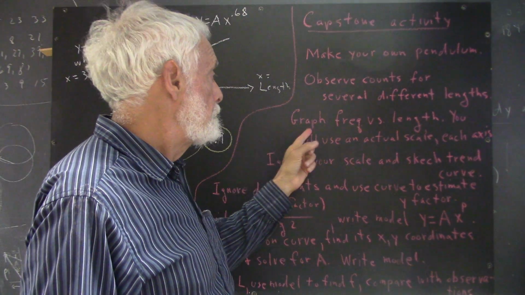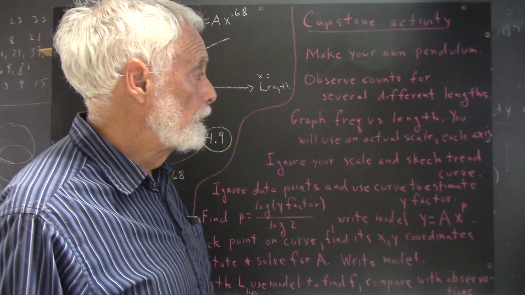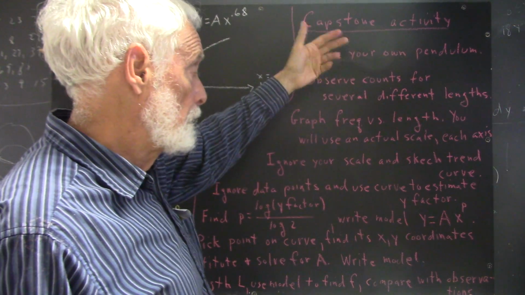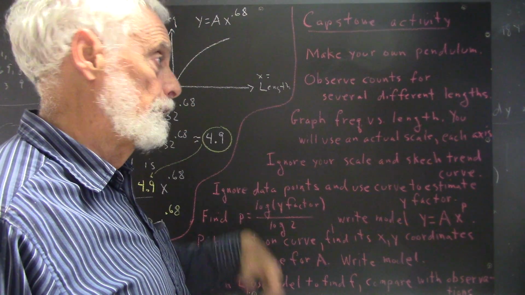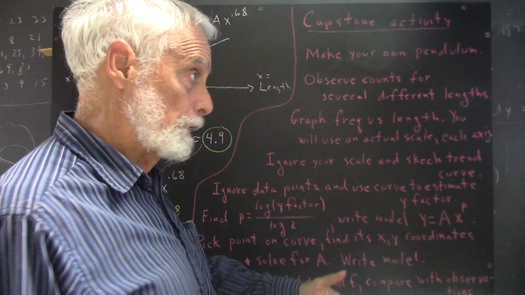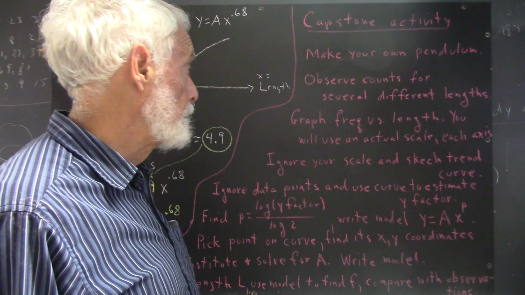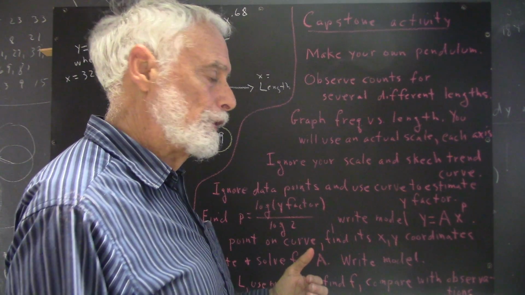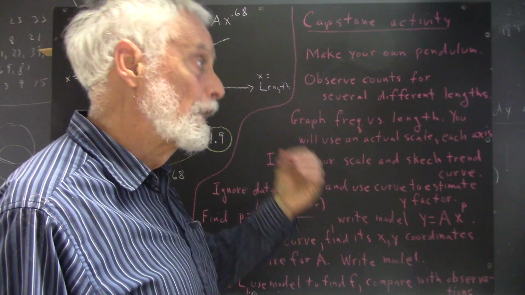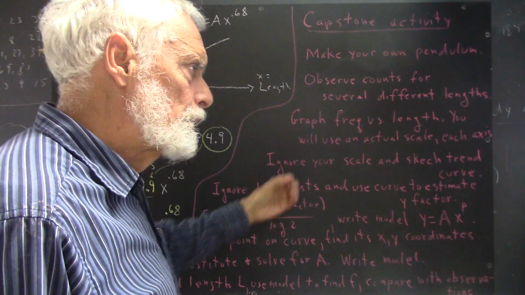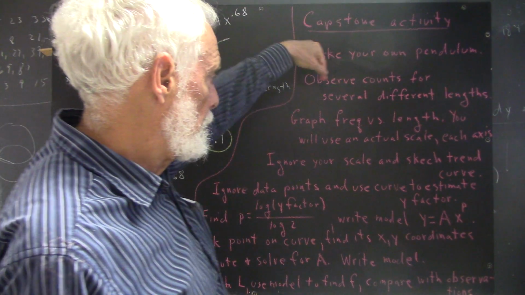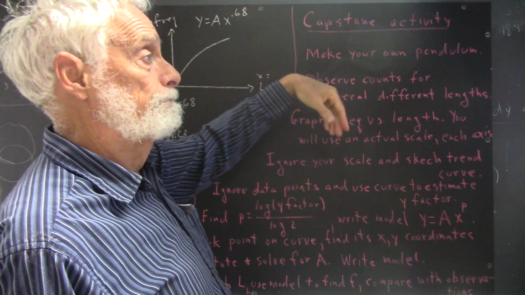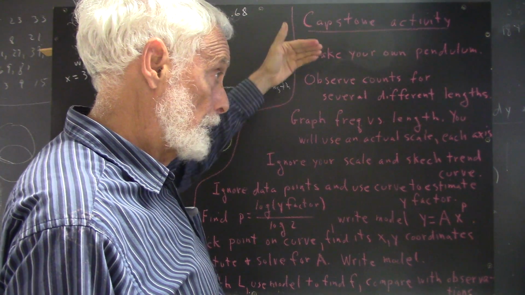Okay, then go ahead and make a graph of frequency versus length. If you're counting for a minute, then your frequency is cycles per minute. If you're counting for 100 seconds, well, frequency will be cycles per 100 seconds. Or if you want, you can divide the number of cycles by the number of seconds you observe and get the frequency in just cycles per second. That's your choice. Whatever you think is going to work best. I would use as default count for a minute, number of counts per minute.